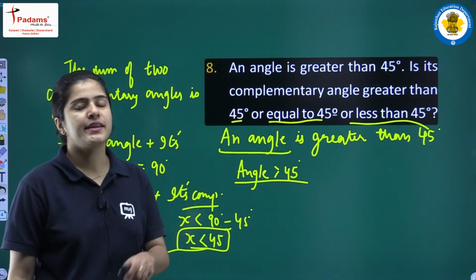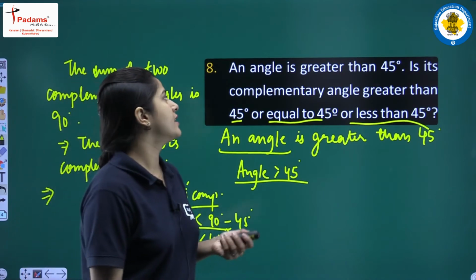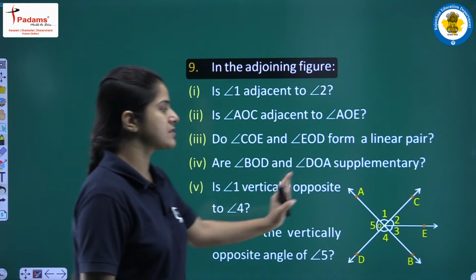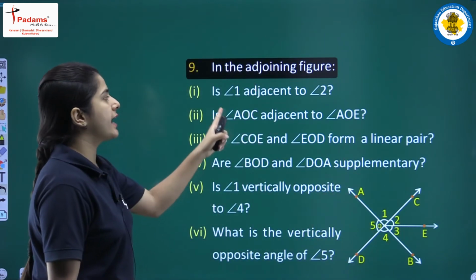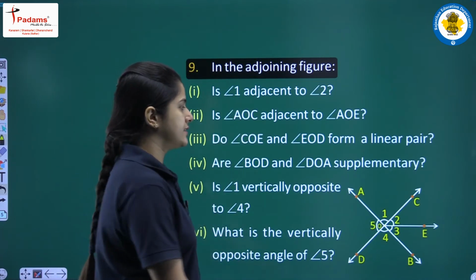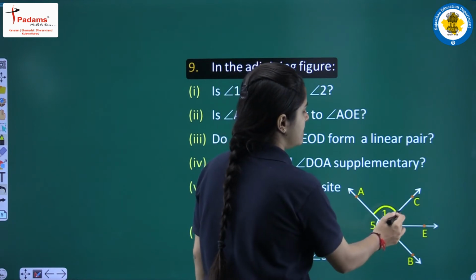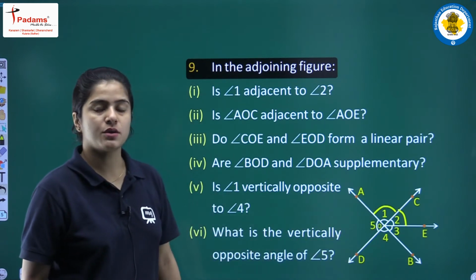Okay students, now we'll be looking at another question. What is the another question students? Question number 9. In the adjoining figure students, this is the figure that is adjoined. You have to find, is angle 1 adjacent to angle 2? Have a look students, this is angle 1, and this one is angle 2. Are they two adjacent? Okay, have a look.